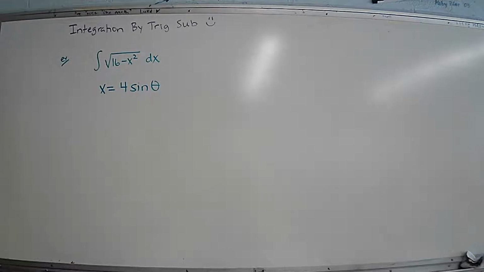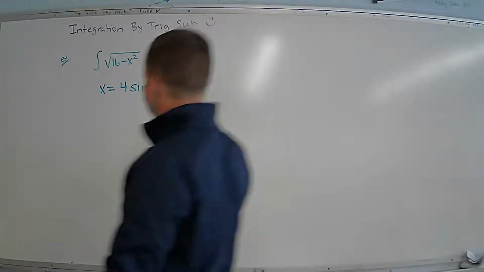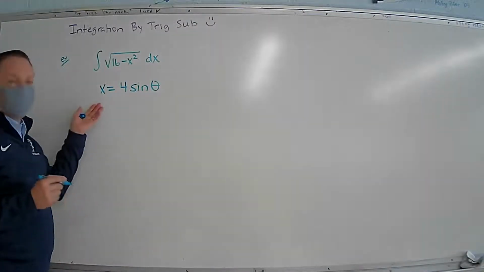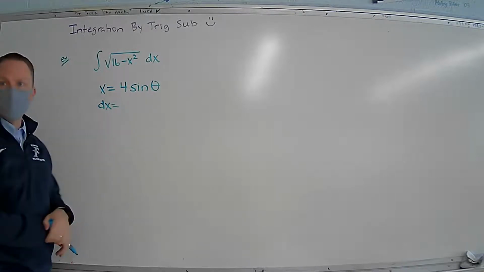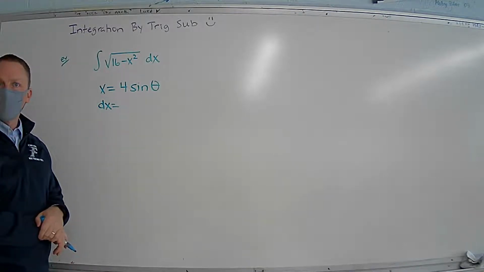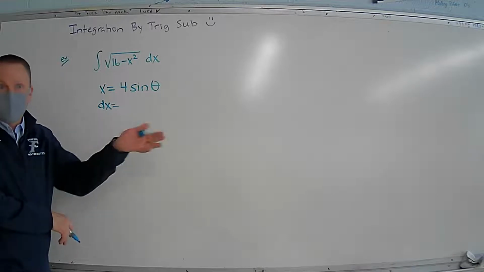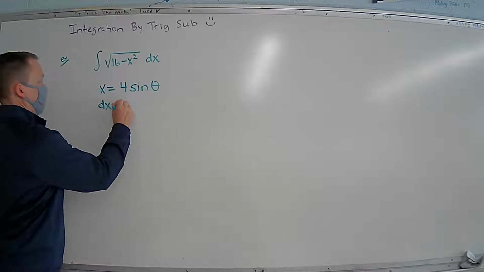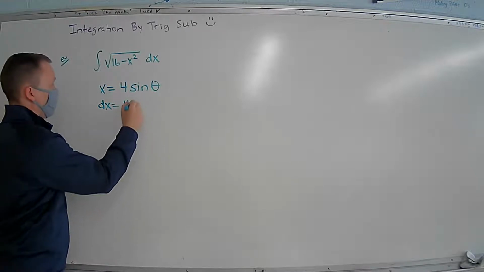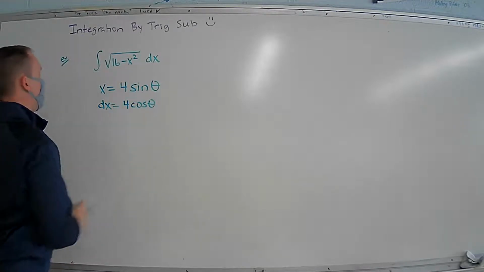You might be like, why did you do that? Well, just hold on. Since I'm saying x is 4 sine theta, can you go ahead and tell me what dx would have to be then? Because, just like a u sub, everybody's got to come out. So that's going to be 4 cosine theta d theta. Okay?